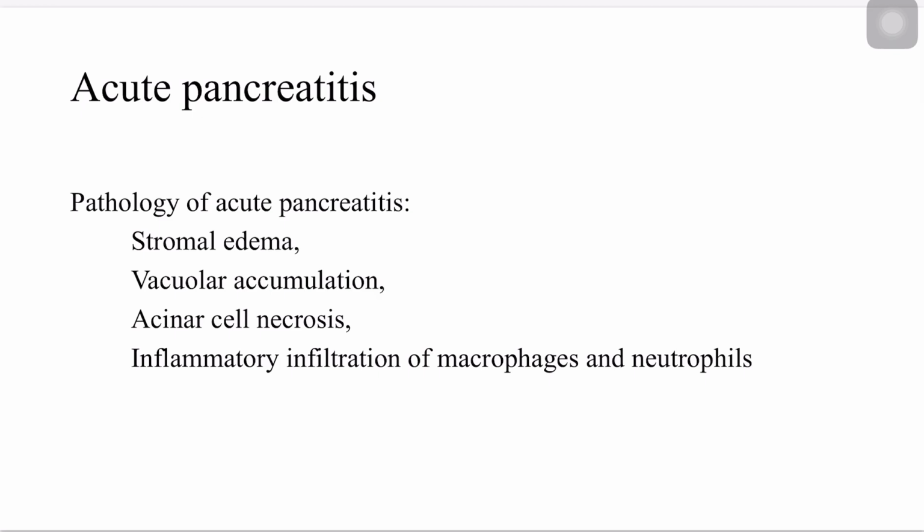And as you see here, it is very important, and we have to know about it.